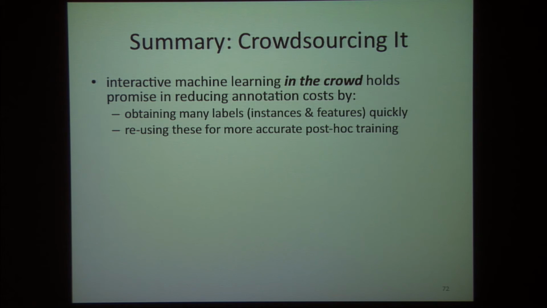So even though these are very preliminary and somewhat inconclusive results, I think it holds promise in using this paradigm of interactive machine learning, and the crowd holds promise in obtaining lots of different labels, both on instances and features, quickly and cost effectively, and then being able to reuse those annotations in a post hoc, more accurate training procedure that doesn't necessarily have to be as quick and interactive.